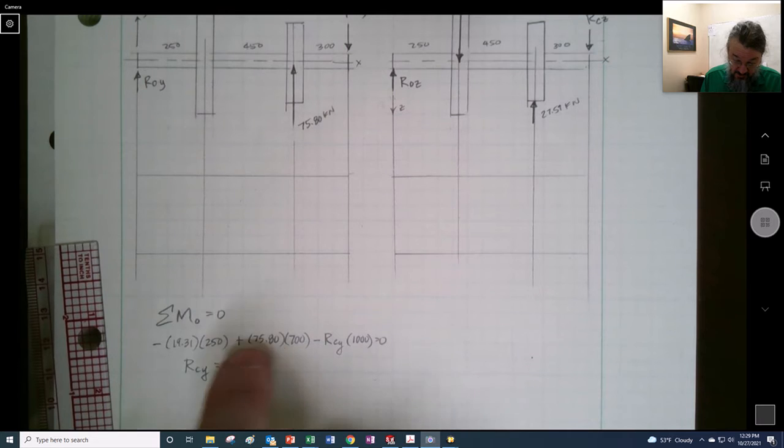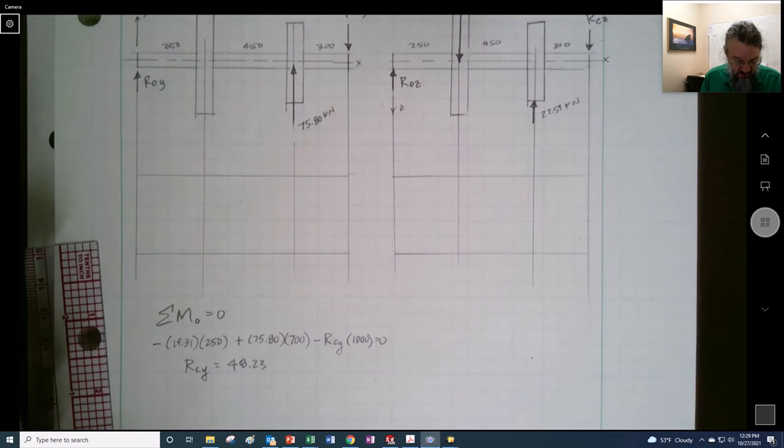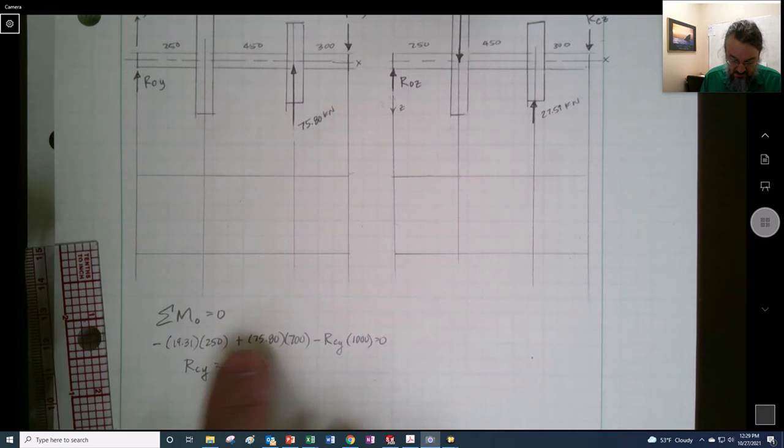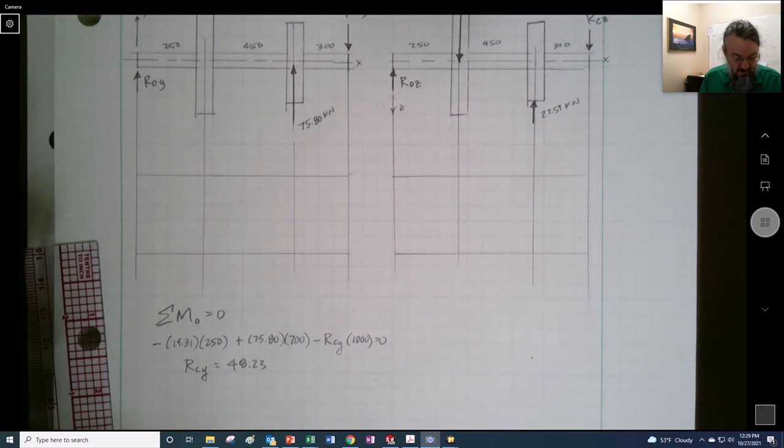Let me just double check here. Because I subtracted that from here, which gives me a negative number. I don't know. Let me double check. 75.8700. Right. That's a positive, and now I'm going to subtract out 19.31. Yeah, 250 times. Subtract it. That is a positive number, and then that's going to be a negative side. So that is correct. Okay.